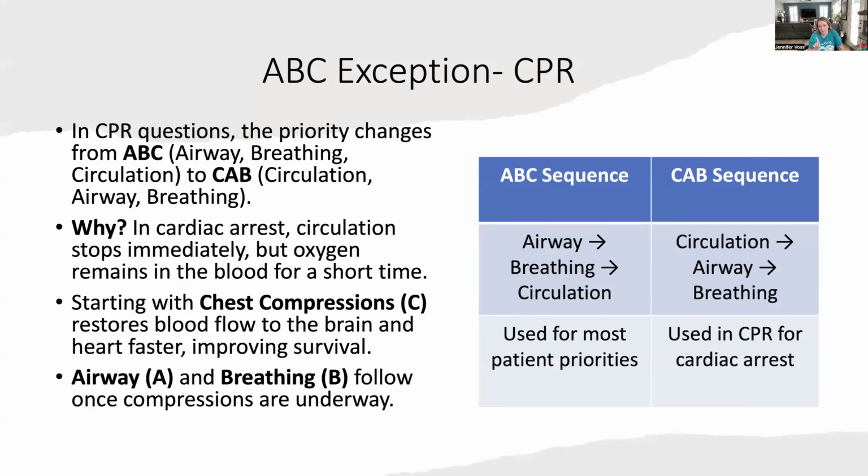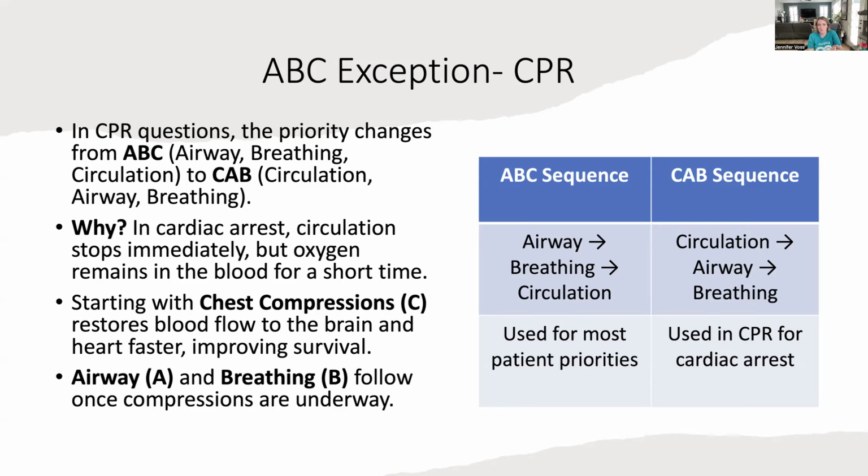All right. Now that you have that in your head, I'm going to undo it because we have an ABC exception, and that is with CPR. So in a question scenario where I mentioned respiratory arrest, if we have cardiac arrest, if we have somebody who is pulseless, now the order changes. So we go from ABC, airway, breathing, circulation, to now CAB, which is circulation, airway, breathing. Why? Well, because in cardiac arrest we have that circulation stopping immediately, but oxygen remains in the blood for a short period of time.